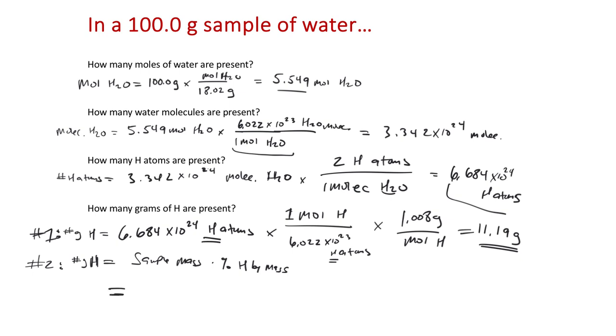So we could take the sample mass and multiply by the percent by mass of hydrogen. The percent by mass of hydrogen, if you recall, we get by inspecting the formula. So we go back to the formula of water: 2 times 1.008. You can use grams per mole or AMU, it doesn't matter. Let's say AMU. Then divide that by the formula weight of water, which is 18.02 AMU.